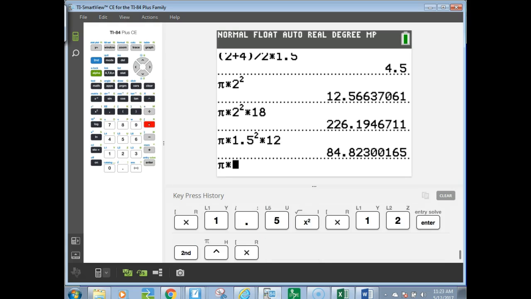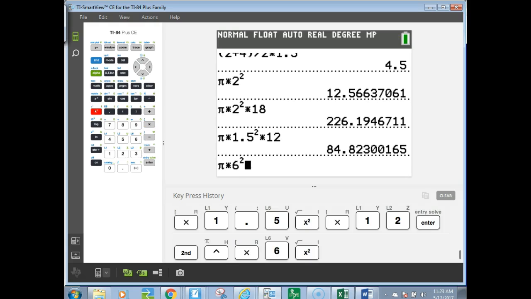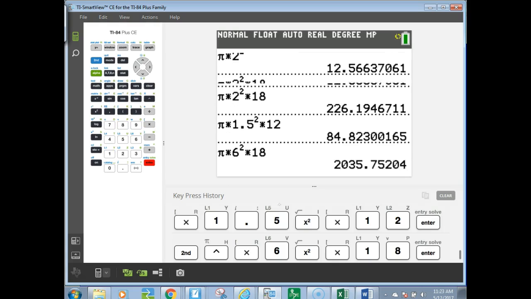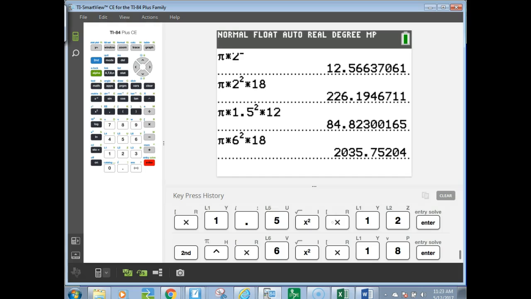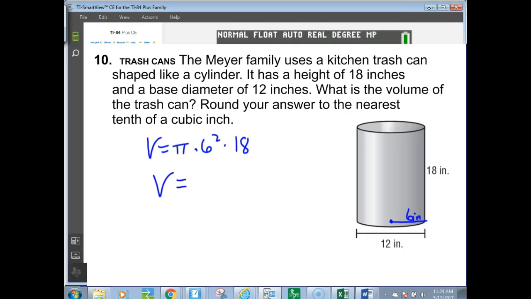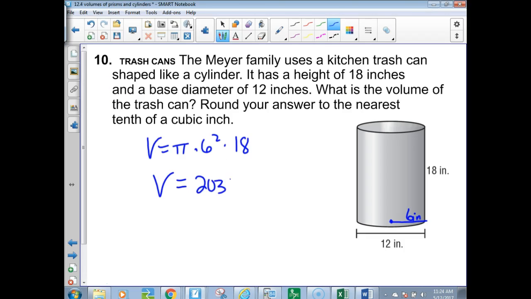Although they're going to have to take it out, right? Oh, let's see, where's that? 6 squared, and it was 18 for the height. That's a short can, but it's 2,035.8 cubic inches. Now, if you think about that, 18 inches is only 1.5 feet tall. That's not a very tall trash can, is it? Most of us have kitchen garbage cans that are probably 3 feet tall, right? Maybe 2.5, 3.